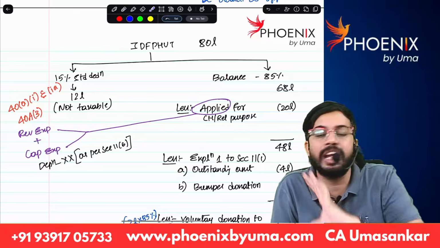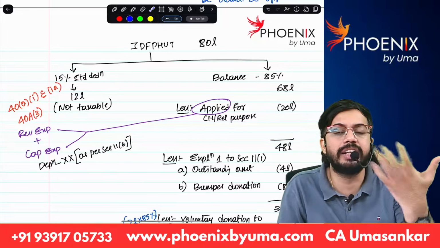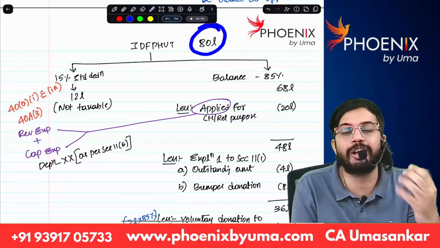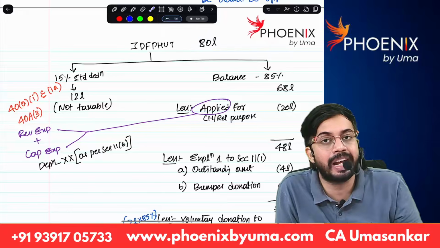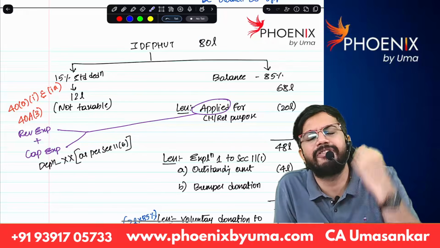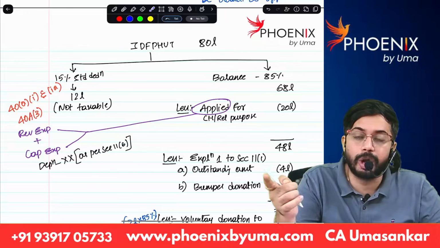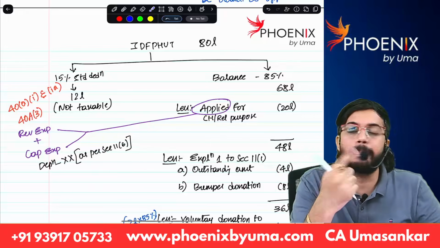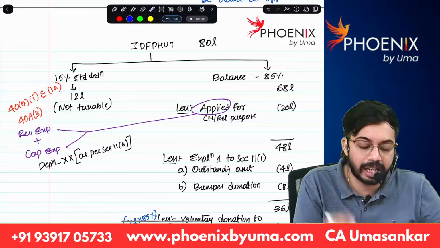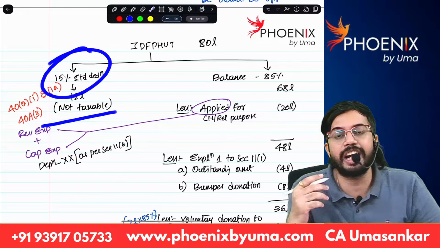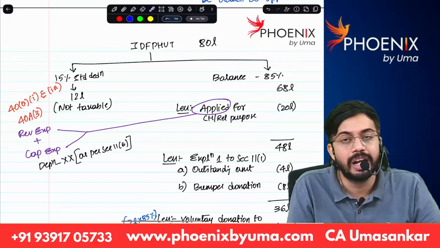In the remaining 85%, let's say the trust received 80 lakh rupees as income derived from property held under trust. Out of that, 15% is straight away not taxable. So when you are doing a problem tomorrow, from whatever income derived from property held under trust is there, claim 15% as standard deduction. 15% is not at all taxable.